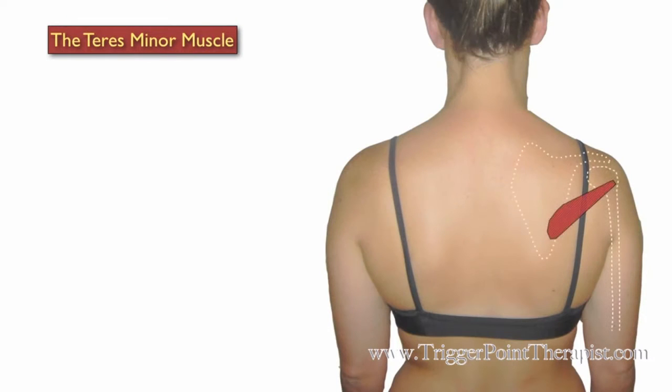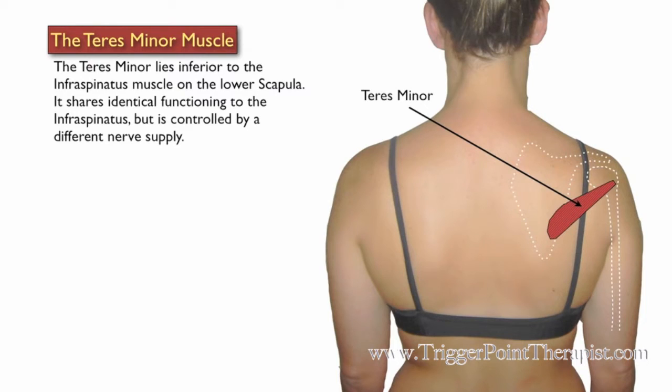The teres minor muscle. The teres minor lies inferior to the infraspinatus muscle on the lower scapula. It shares identical functioning to the infraspinatus, but is controlled by a different nerve supply.